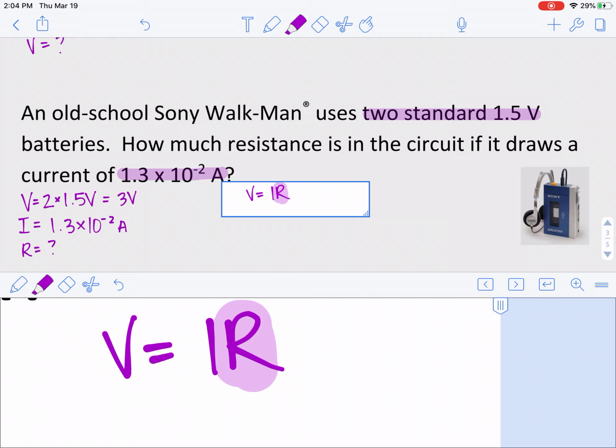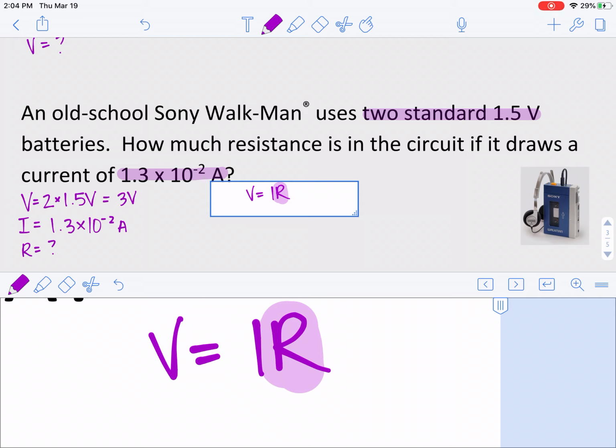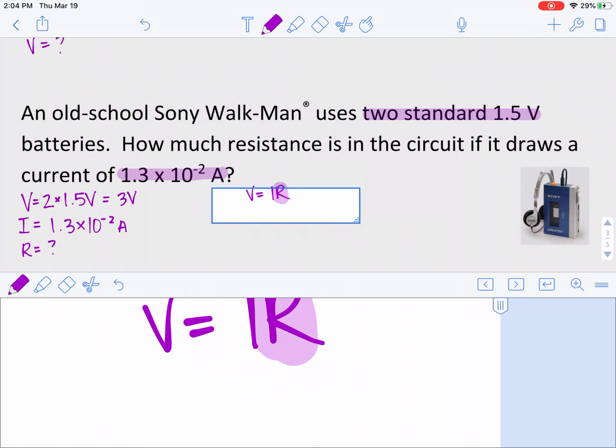This equation is not solved for R, it's solved for V. So I do require a step prior to solving. So I need to get R by itself. Currently, current and resistance, I and R, are being multiplied by each other. In order to undo that, the inverse of multiplication is division. So the way I'm going to get R by itself is by dividing out that current, and whatever I do to one side, I need to do the other side.